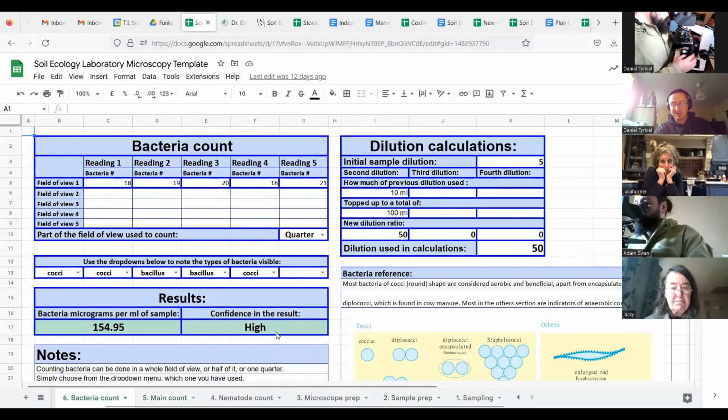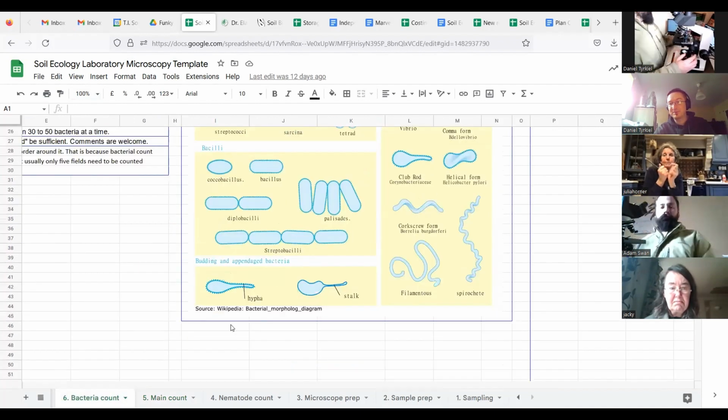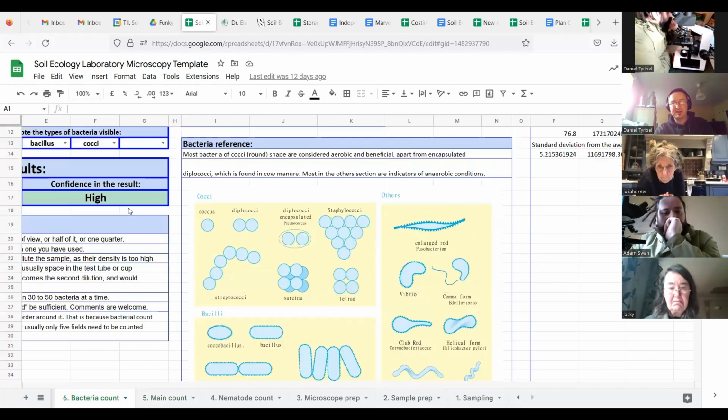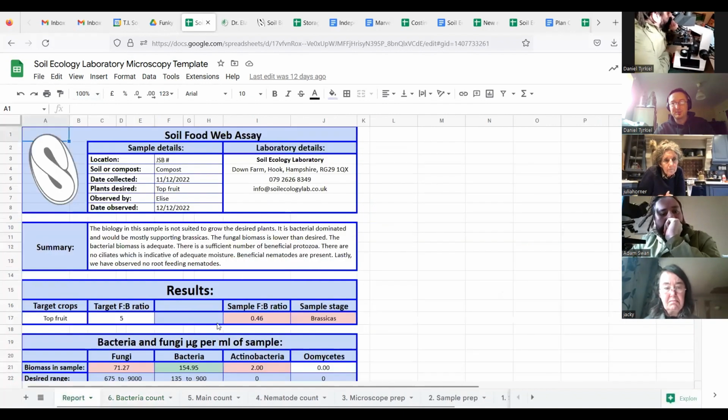The next section is that you would be looking for bacteria, and this bacterial morphology diagram you can find on Wikipedia. So search for bacterial morphology diagram. That's another stage in the assessment. And then once the assessment is complete, you have enough information to create an idea of what your soil is capable of supporting.